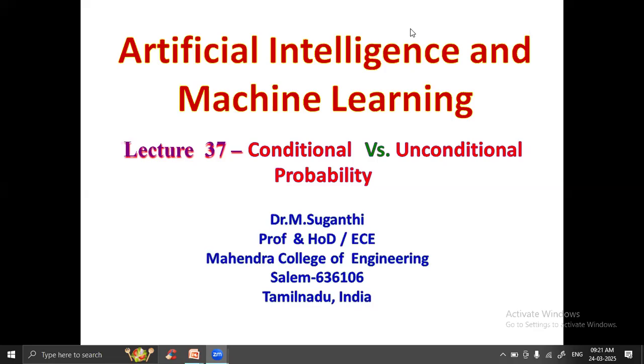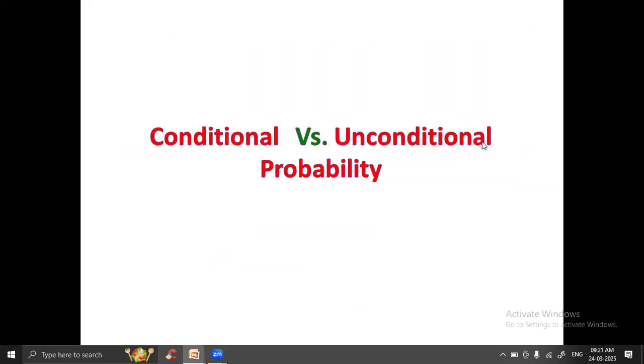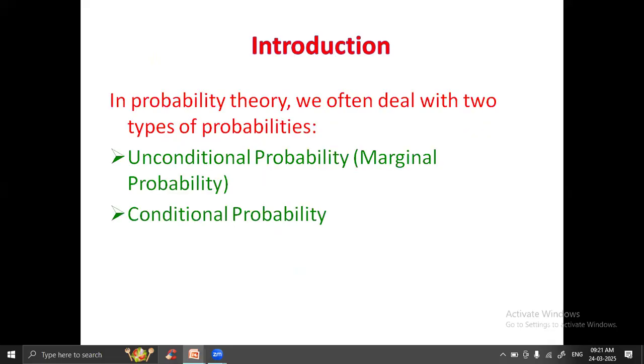In this lecture, we will briefly discuss what conditional and unconditional probability are. First, we will see the introduction. What is conditional probability? What is unconditional probability? Unconditional probability is also known as marginal probability. It is the likelihood that a specific event will occur without considering any prior conditions or additional information. It simply assesses the probability of an event happening in a given situation.